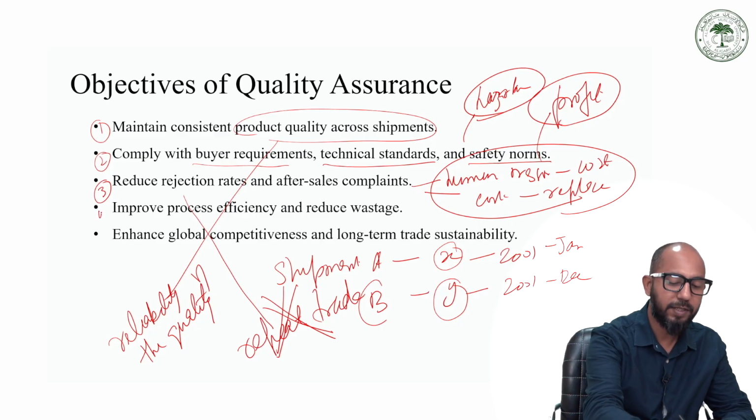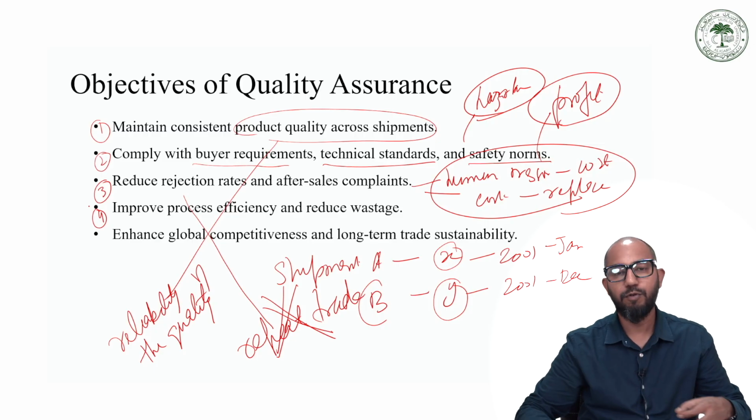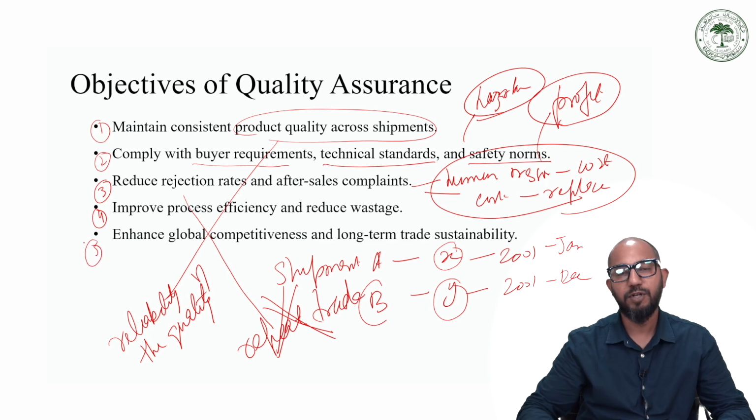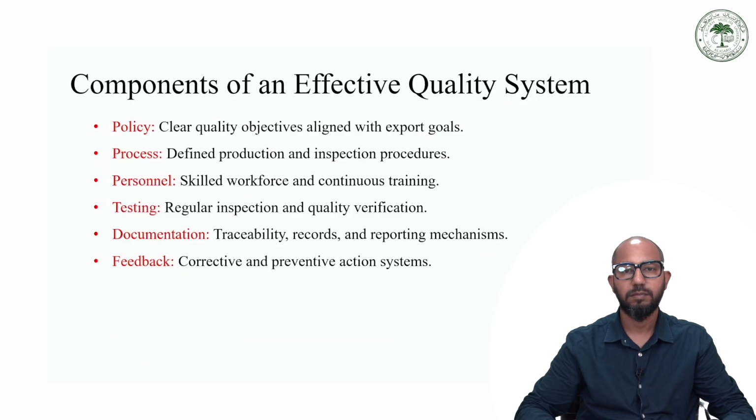The fourth objective is to improve process efficiency and reduce the wastage. And the fifth objective is to enhance global competitiveness and long term trade sustainability.